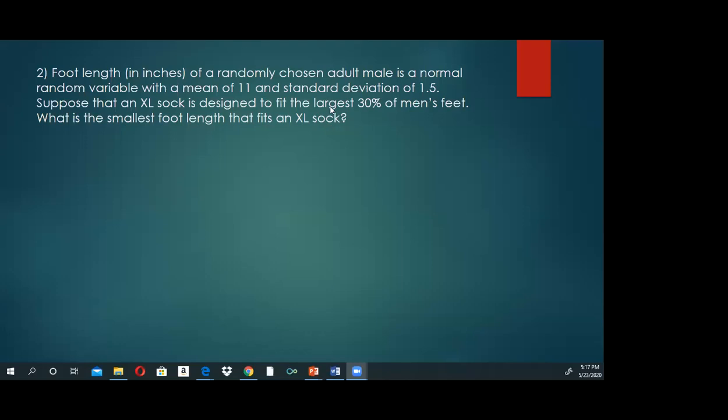I'm asking you to explain how you got the value from the table? Yes. Okay.